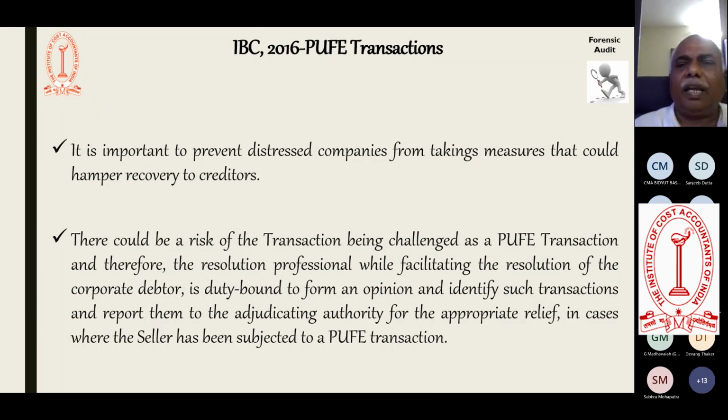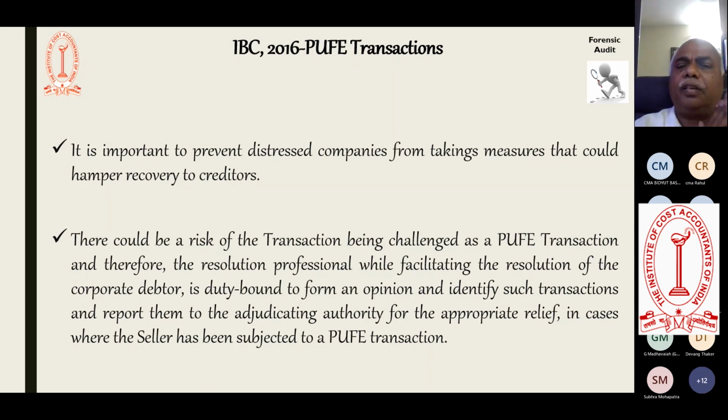So many irregular activities are happening. That's why the PUF transactions were introduced in the IBC 2016. As an individual, whenever there is a natural calamity, my assets are to be saved, but that is a fear psychosis of individuals. Here it is entirely different. The mindset of the people is very different. They want to preserve, they want to encash the distressed company's assets.